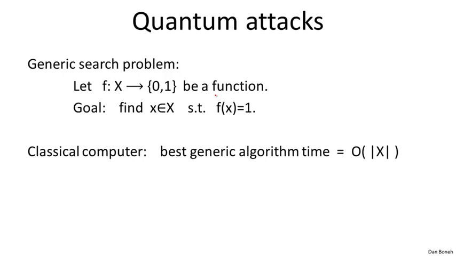Now let's move on to the last type of attack that I want to mention, which I'll call quantum attacks, which are again generic attacks on all block ciphers. Let me explain what I mean by this. First of all, let's look at a generic search problem. Suppose I have a function on some large domain X that outputs either 0 or 1. It so happens that this function is mostly 0, and there's maybe one input where the function evaluates to 1. Your goal is to find the input where the function is 1. Maybe there's only one such input, but your goal is to find it.